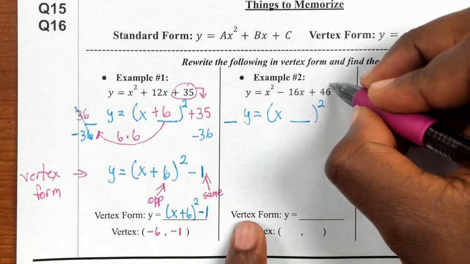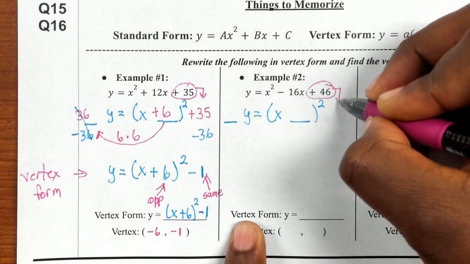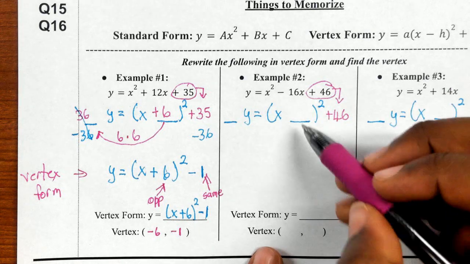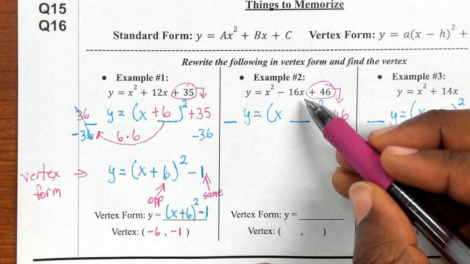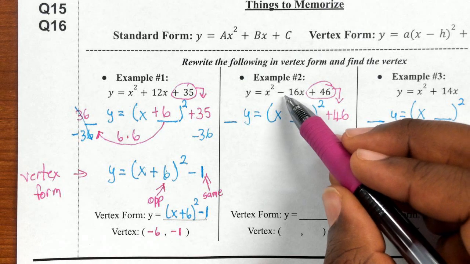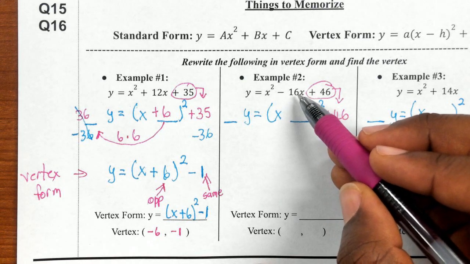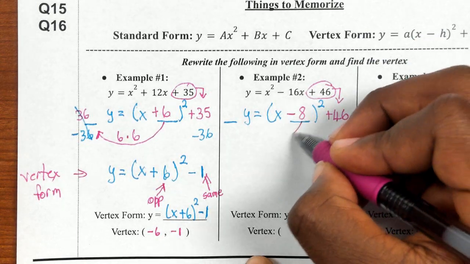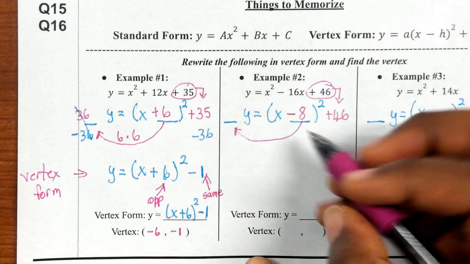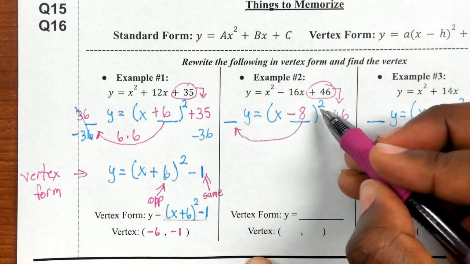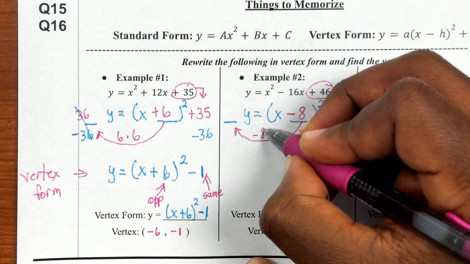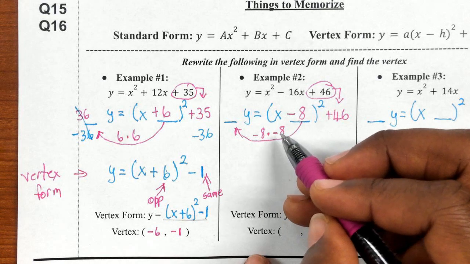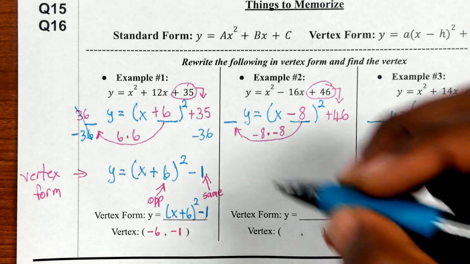Let's do this, guys. The first thing I'm going to do is bring down my constant. Now I need to figure out what's going to go inside of my parentheses. To figure that out, I need to cut my middle term in half. Half of negative 16 is negative 8. Now I need to bring this to the other side, but I'm not only bringing negative 8, I'm bringing negative 8 squared. So I need to multiply negative 8 by itself. Negative 8 multiplied by negative 8, I already know is positive 64.